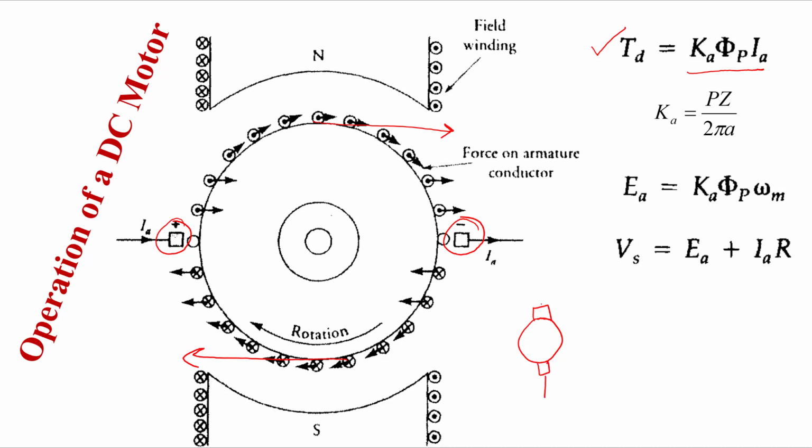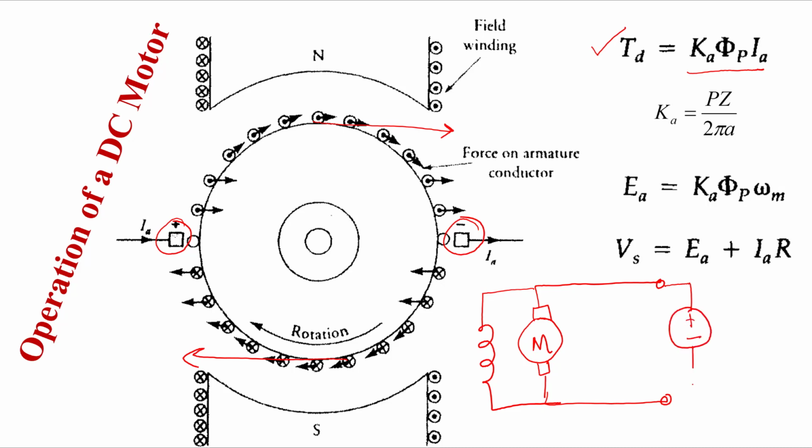If this is your motor, this is your field winding, right? Now one source is connected here, let us say Vs, okay? Because it is a motor, it will draw the current, and some load is connected to the motor. And this current IL will be equal to IA plus IF, right? So that means your IL will be equal to IA plus IF.